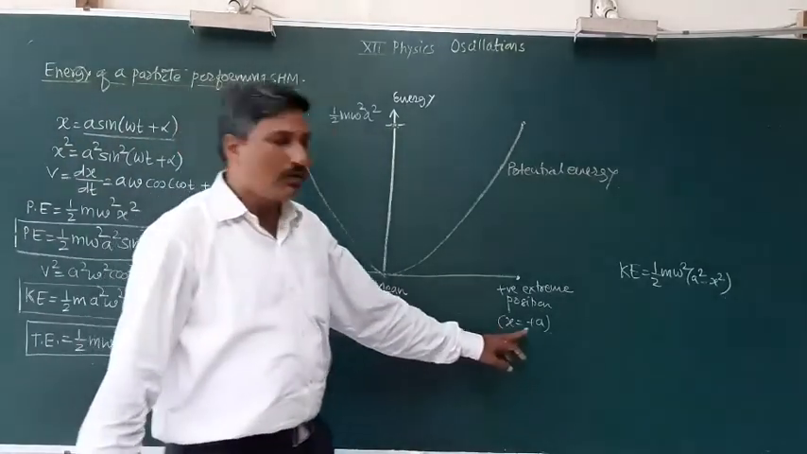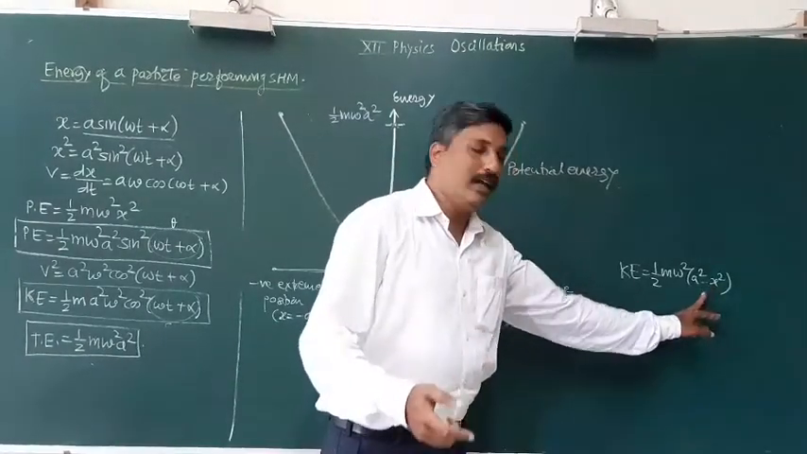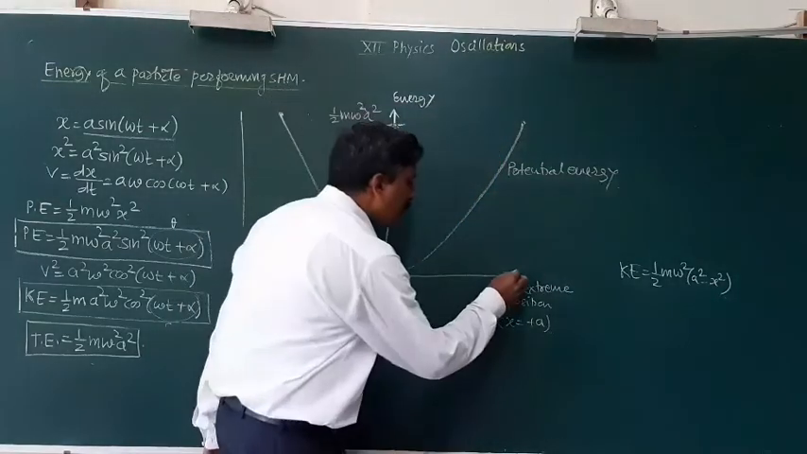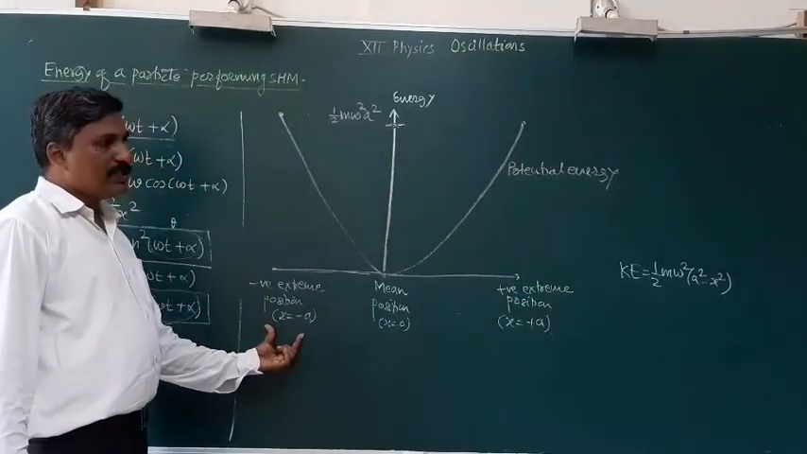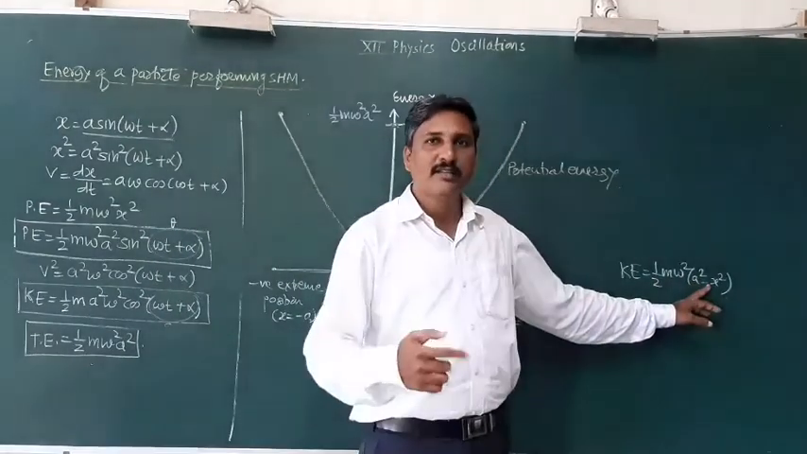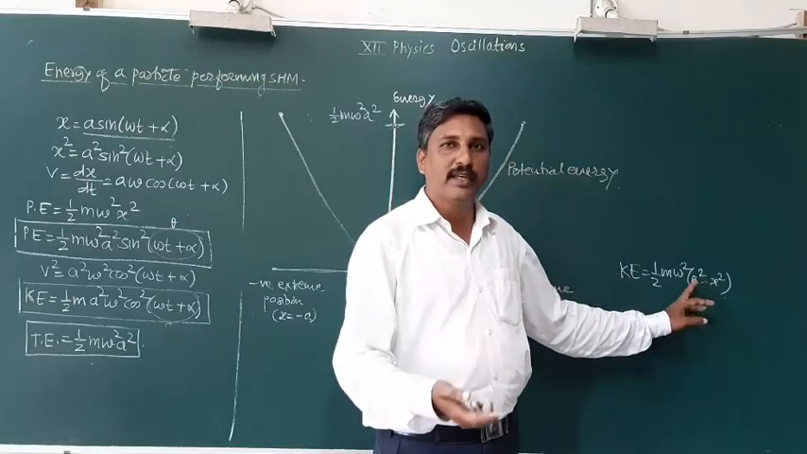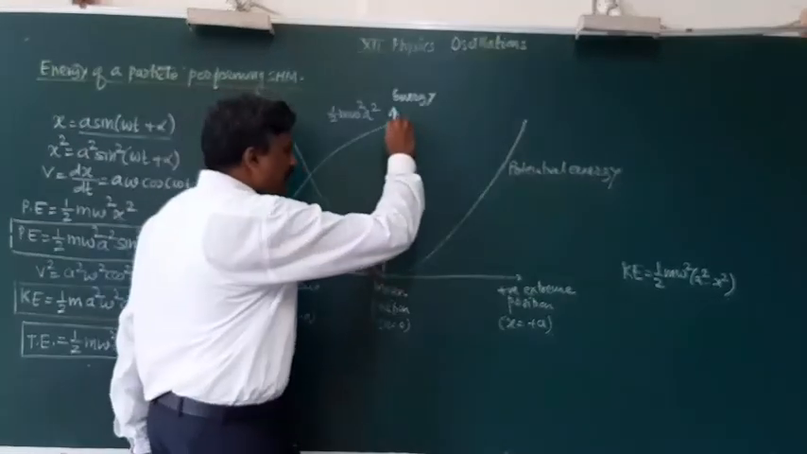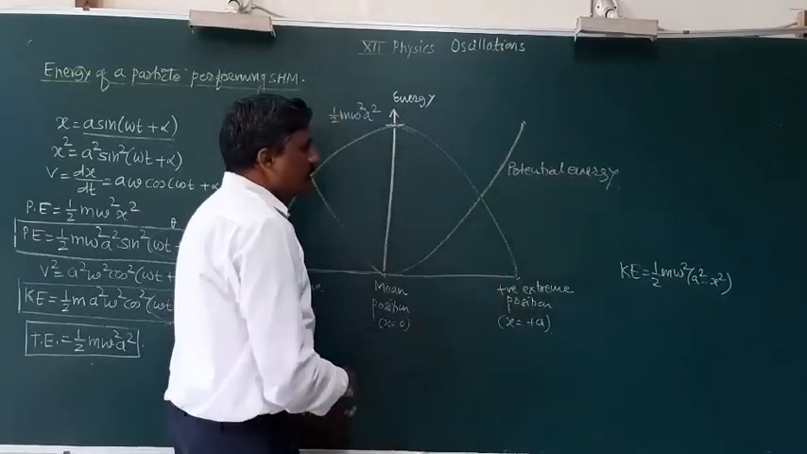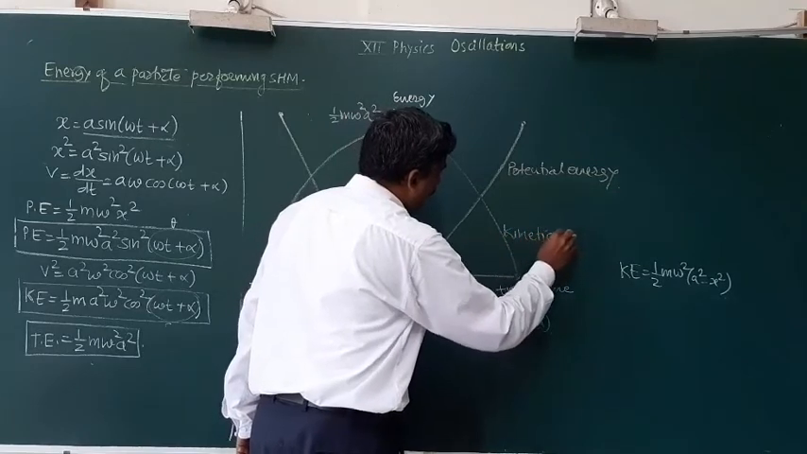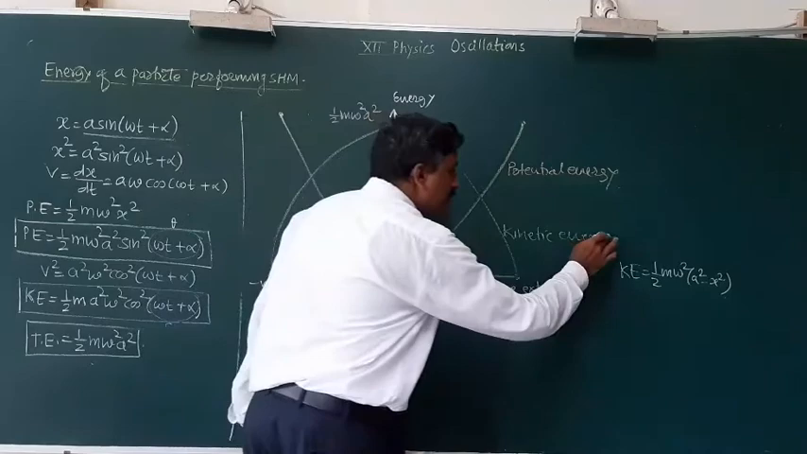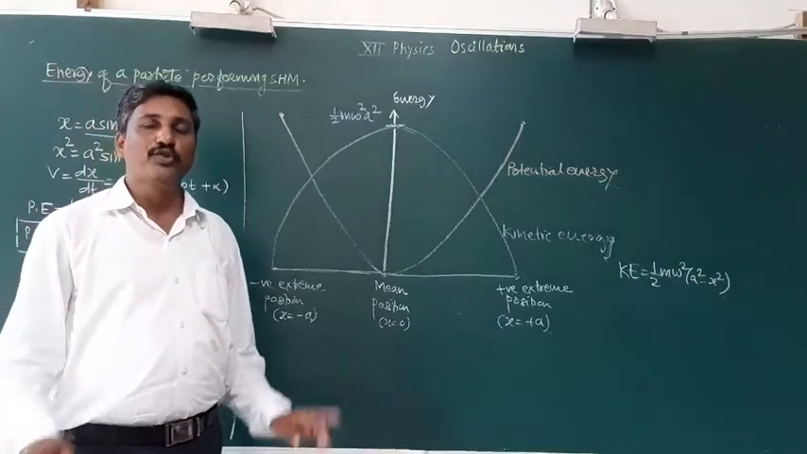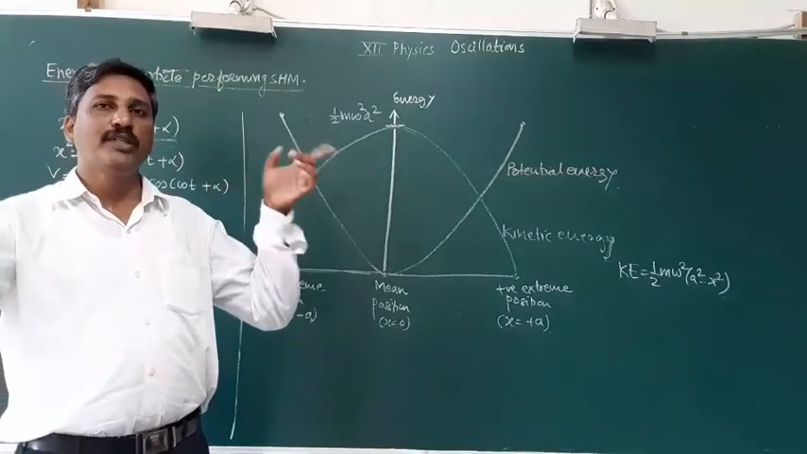At positive extreme position, x equals plus a. So there is x square. X is plus a, so its square is a square. So a square minus a square is 0. The bracketed term becomes 0. Therefore kinetic energy becomes 0. At negative extreme position, x equals minus a. Square of minus a becomes a square. A square minus a square is 0. The entire term becomes 0. Therefore the kinetic energy graph will look like this. This is my kinetic energy at mean and extreme positions. Okay, kinetic energy is maximum at the mean position, minimum at the extreme position. Potential energy is maximum at the extreme positions, minimum at the mean position.